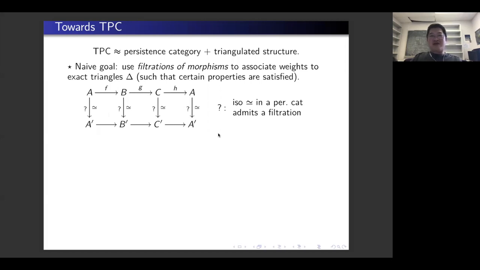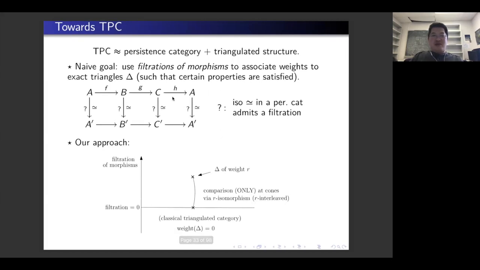So let me just directly say what our approach is. I draw a schematic picture here, hope it's not completely wrong. The arrow here is the filtration morphisms. We always have that, and at this level is filtration zero. What is the TPC itself? You will see a definition in the next slide, but you will have a category such that below this level zero, everything works just like a classic triangulated category. You have the exact triangles, whatever you want. And the weight of those triangles is zero.